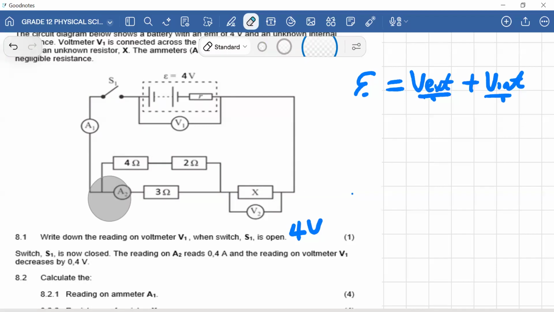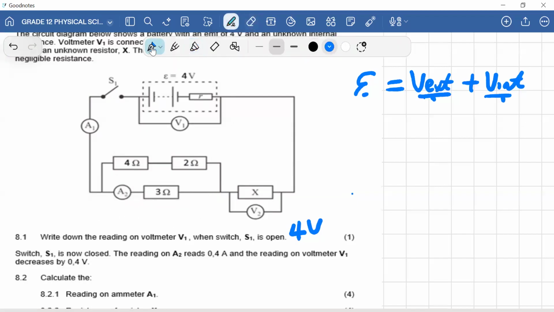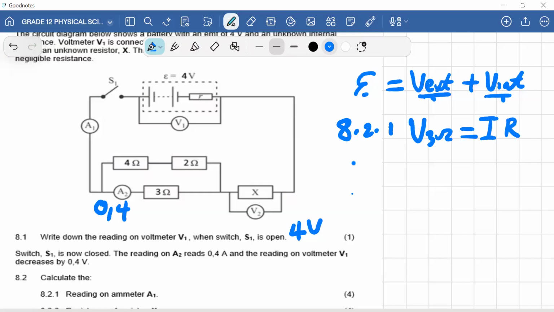To do that, we first of all need to know the voltage across the 3 ohm resistor. And we can do that because we were given the current here to be 0.4. To calculate the voltage across the 3 ohm resistor, we say the voltage is the current times the resistance. The current is equal to 0.4.